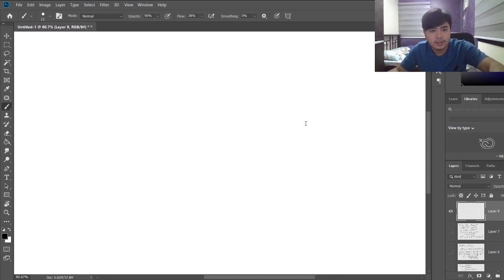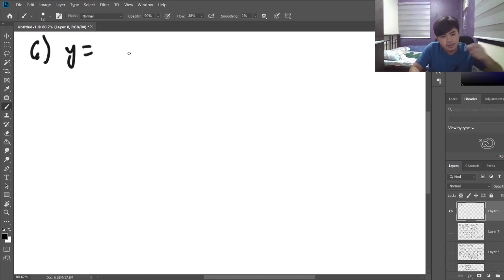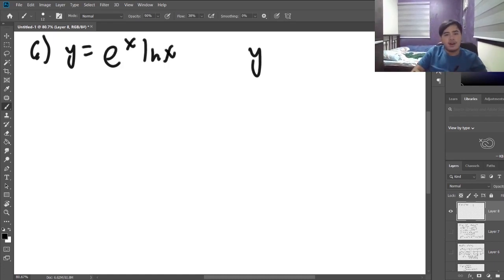Alright. Number 6. Y is equal to e to the x ln x. Find y triple prime. I don't think there are identities here that we could use to our advantage. So let's just brute force this.